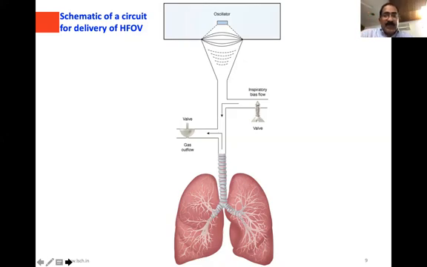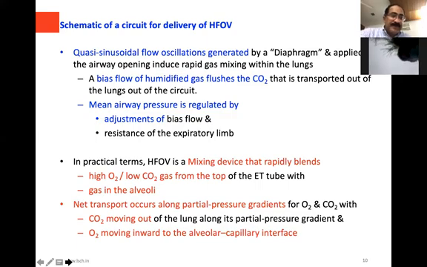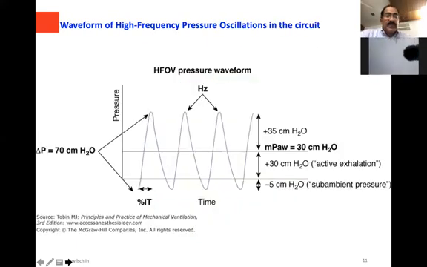One, there's adjustment to the bias flow, and at the same time there is a resistance of the expiratory limb as well. So in practical terms, HFO is basically a mixing device that rapidly blends the high oxygen and the low CO2 from the top with the gases in the alveoli. So the net transport occurs along the partial pressure gradient. The carbon dioxide is moving out of the lungs, and the oxygen is moving inwards to the alveolar and capillary interface. So this is an interesting waveform of the high frequency pressure oscillations.